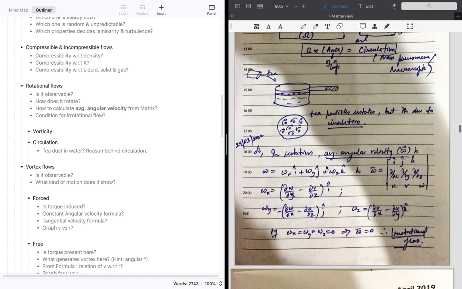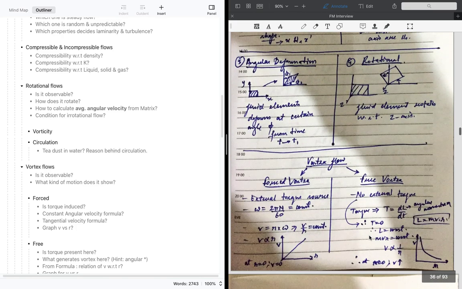In rotation, the average angular velocity can be described in a matrix form like this, and the total angular velocity is described like this. Each component of the angular velocity can be taken from this matrix by taking the cross multiplication, and we say the fluid flow is irrotational when the total angular velocity is zero, or all the components of the angular velocity are zero.